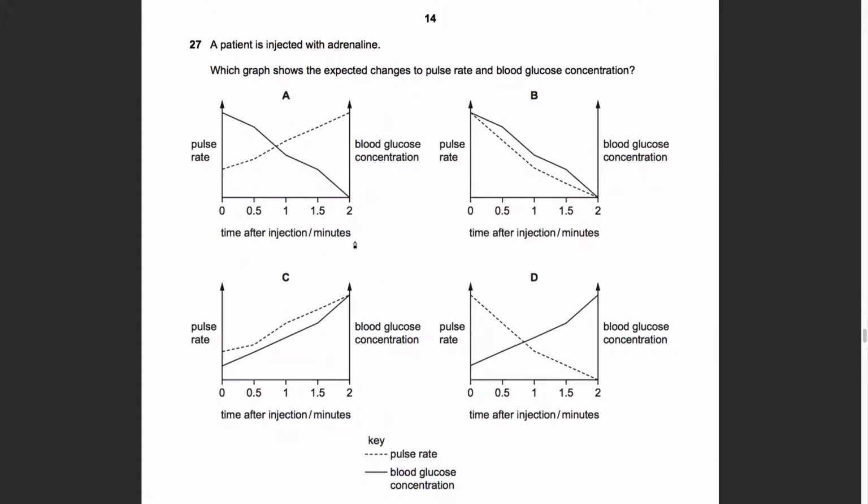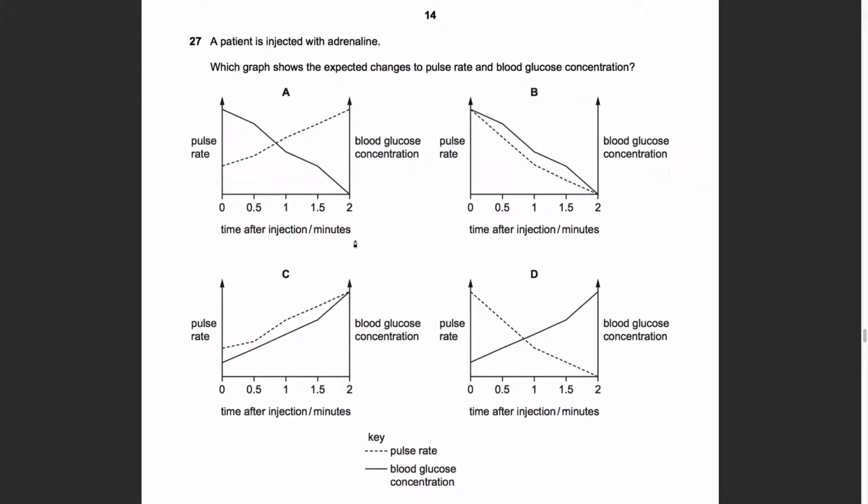statements. Okay, a patient is injected with adrenaline. Which graph would show the expected changes to pulse rate and blood glucose concentration? Again, the same question was asked in 2017. However, it was done in a table format.